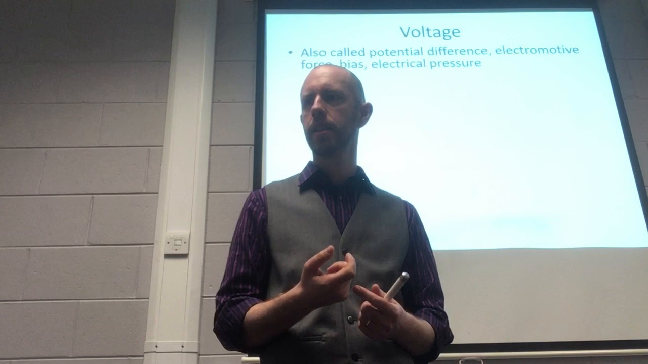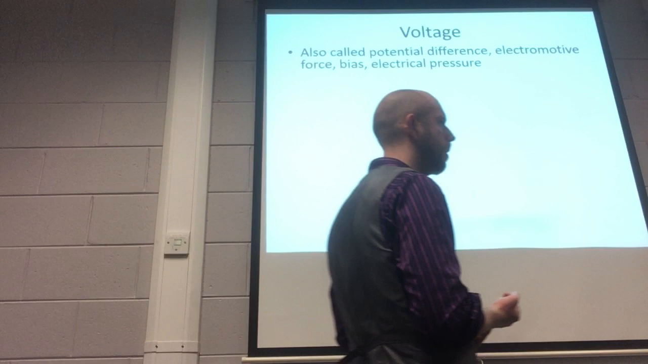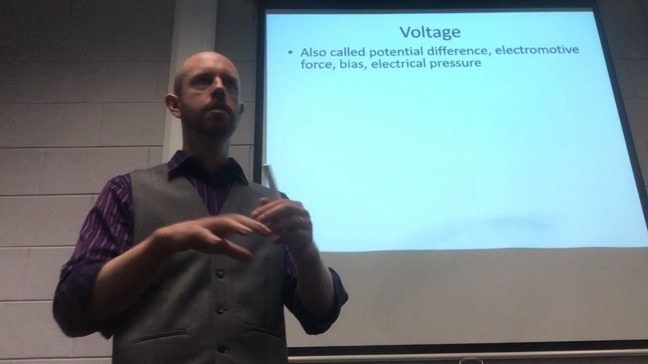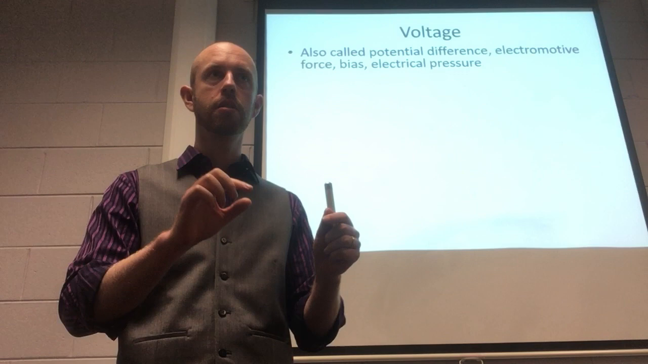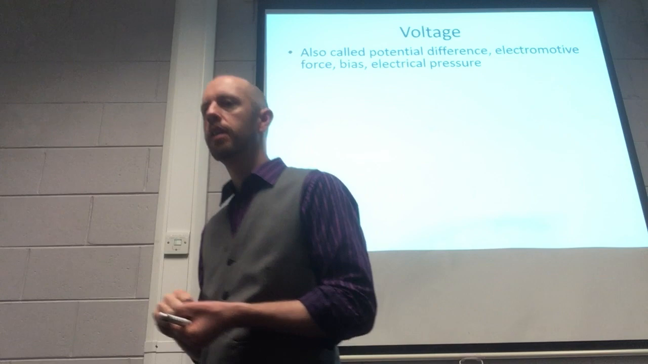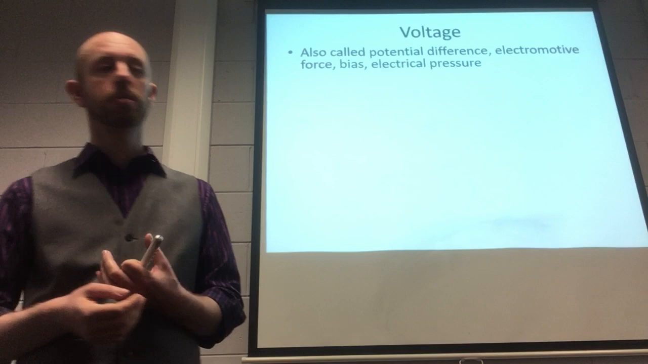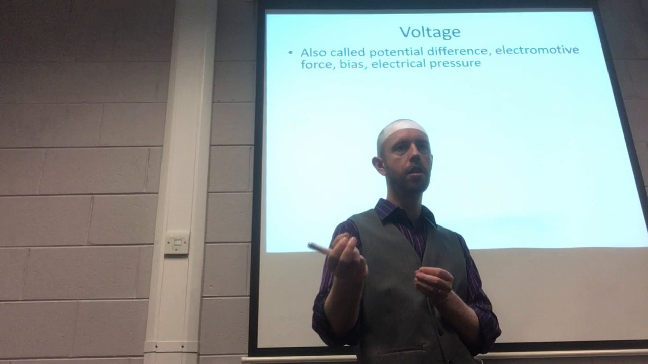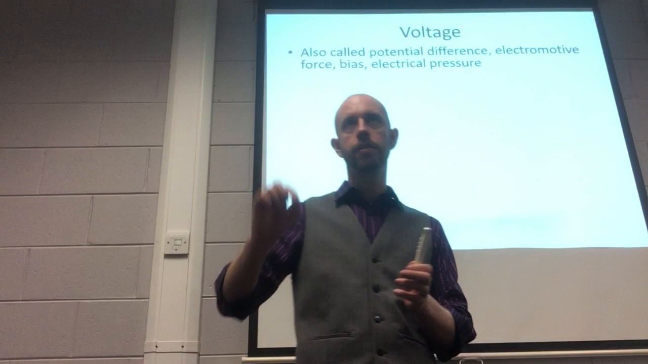Electromotive force is also really good, because another way of thinking about voltage is the force at which electrons are pushed through an electrical circuit. We can have a circuit that will end up with a particular flow rate of electrons, but imagine how hard they're being pushed around that circuit, that's a good way to think about voltage. Also bias is another good way of thinking about it. I guess bias has some negative connotations, but it's favouring one thing over another. One terminal is favoured over another, so we can get some flow from one terminal to another.